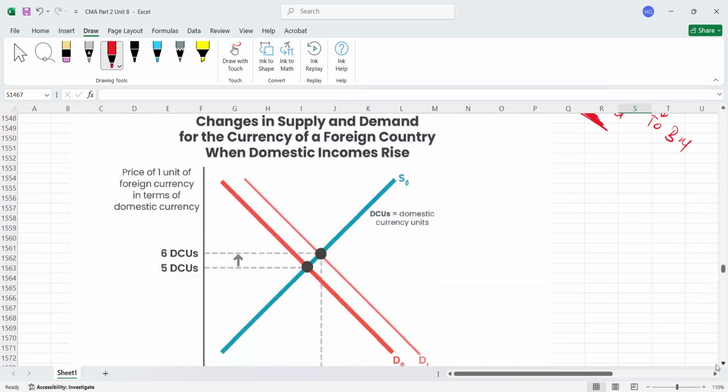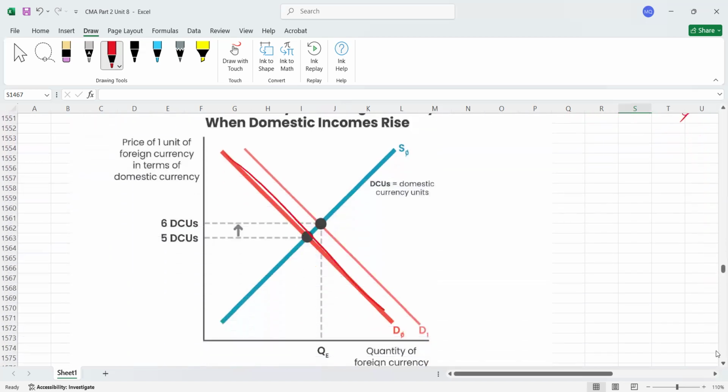If this is your original demand curve, which is downward sloping, and this is your supply curve, and this is, for example, your original equilibrium point. Now what will happen? Demand will increase, so the demand curve will move to this side. Demand for the currency will increase and a new equilibrium point will be there.